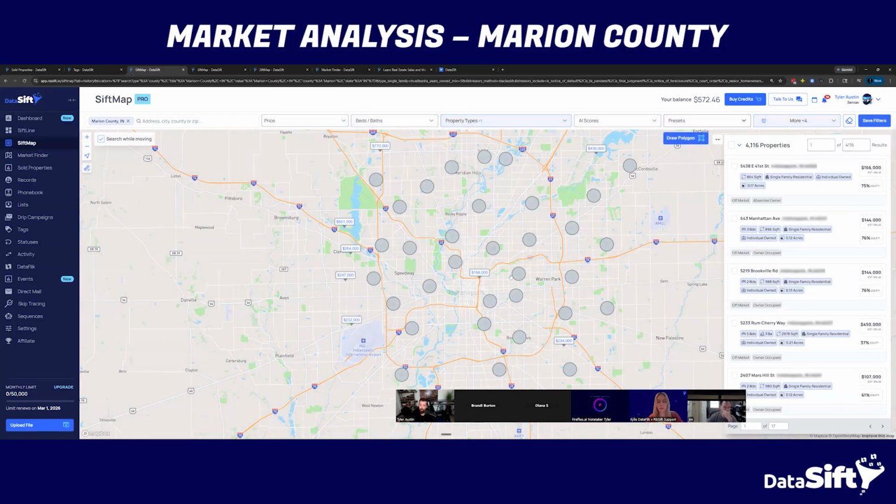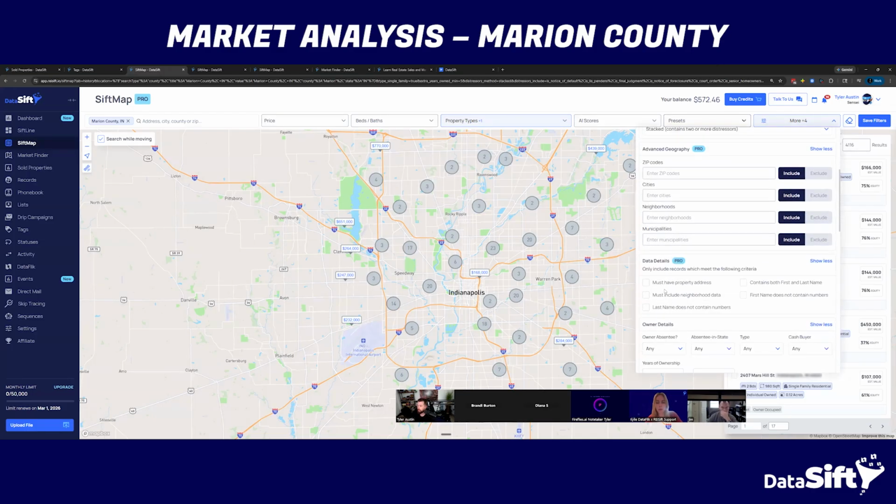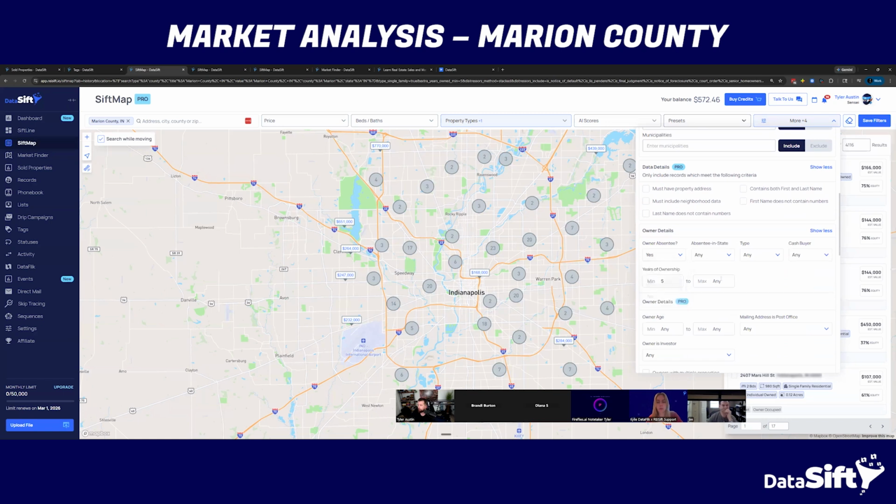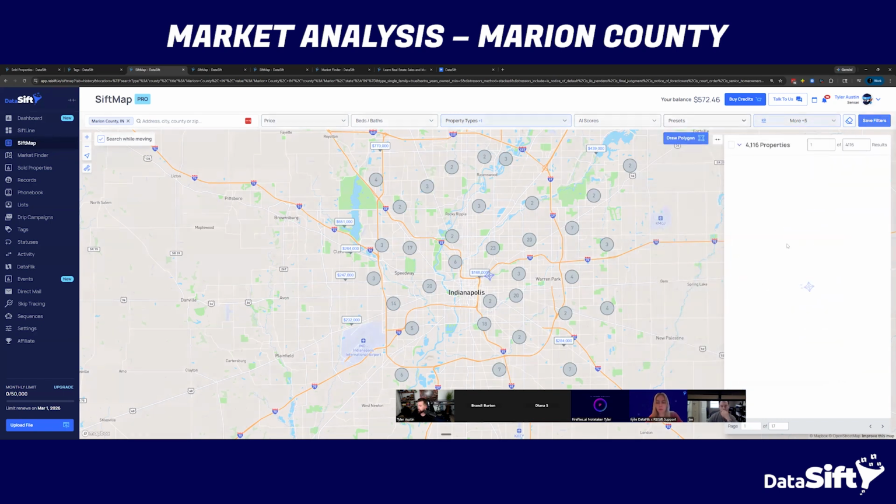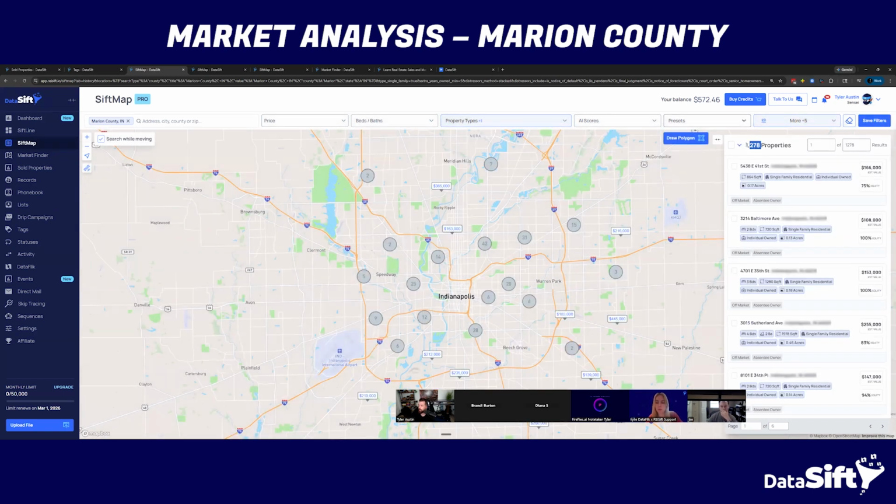Maybe I don't even care about equity here, because if I do sub 2, that'd be 5,000 properties in that case. And maybe I want to do that plus absentee, right? That's going to give me a lot less, and I could send mail to those people and dig in deep on them however I want.